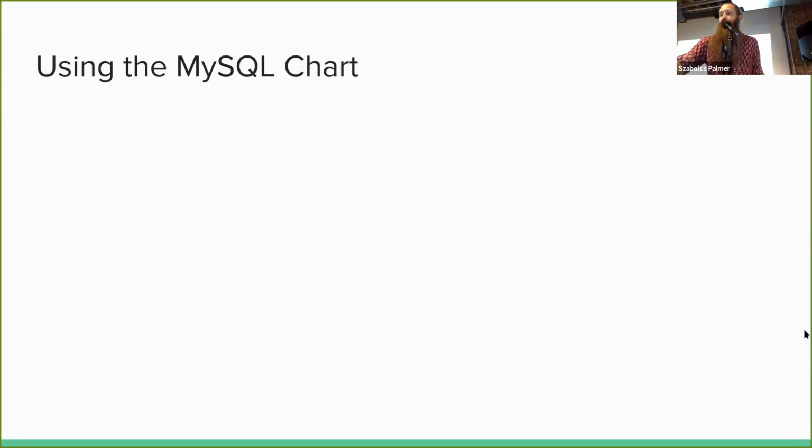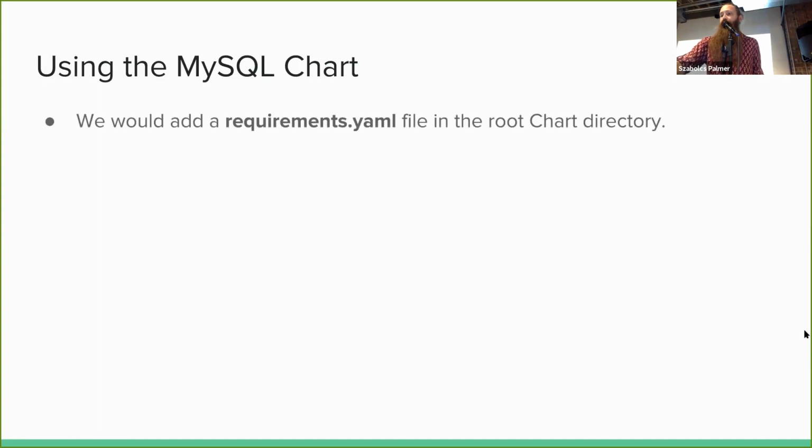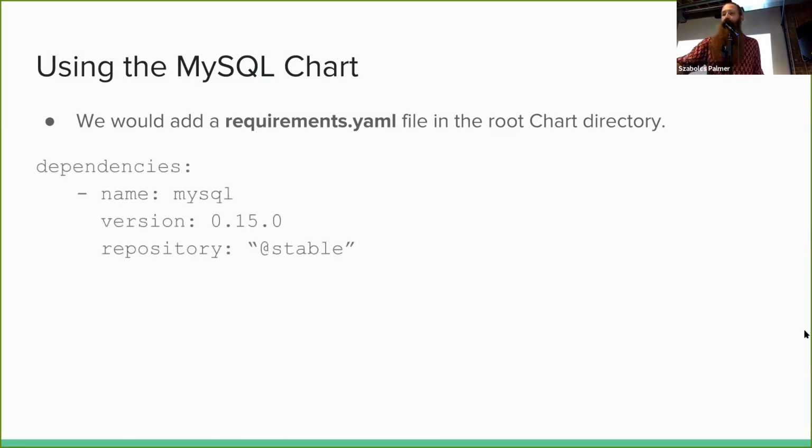So for the MySQL chart then, we add a requirements YAML where we can say, okay, we want to use MySQL. The version of the chart is 0.15.0, and it comes from the repository stable. Helm has its own stable repository, which is just a Git repo that gets published onto one of the Google user content domains. That way you can use a bunch of these charts without having to do any sort of crazy configuration of your own.